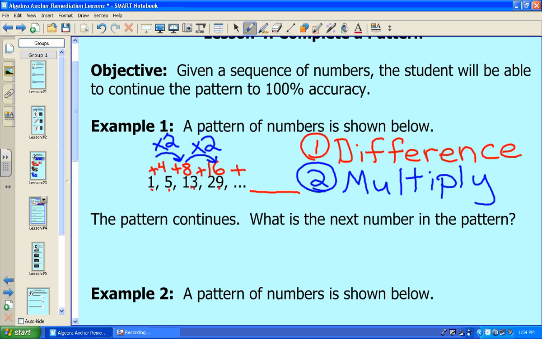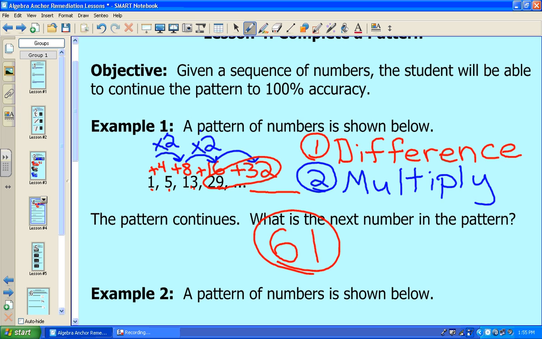Okay? So now to get what I add again, I'm going to multiply the 16 by 2. And if you have a calculator there, you can do 16 times 2, or you just know that in your head, and that's 32. So I'm going to be adding 32 onto the 29. Do not say that 32 is the next number in the sequence. You have to add together the 29 and the 32. So 29 plus 32 is 61. So 61 is the next number in the sequence.